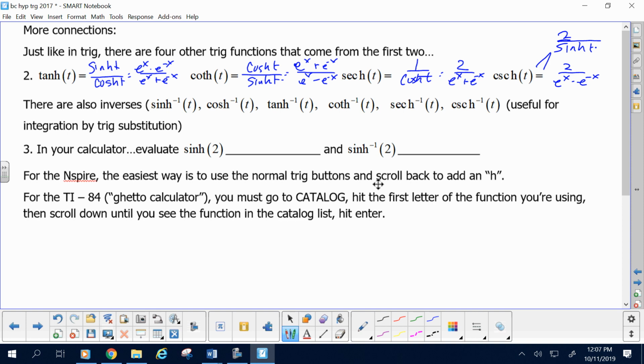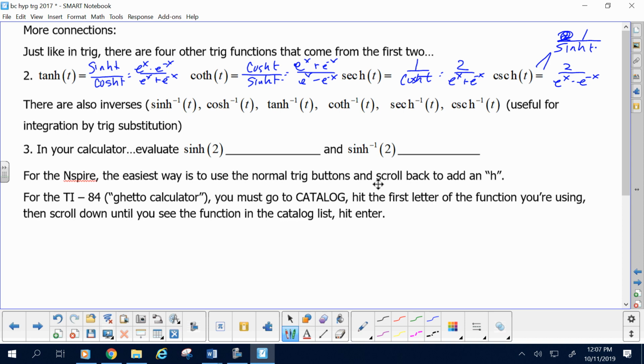I'm confused. Yes? Why are the secant one and the cosecant one different? What do you mean? One of them is 1 over cosh, but the other one should be 1 over sinh. Okay, good call. Okay? All right, get out your calculator, please, or any calculator.